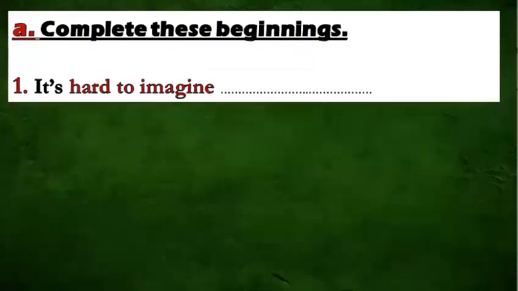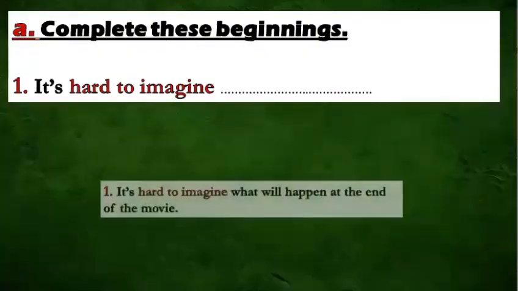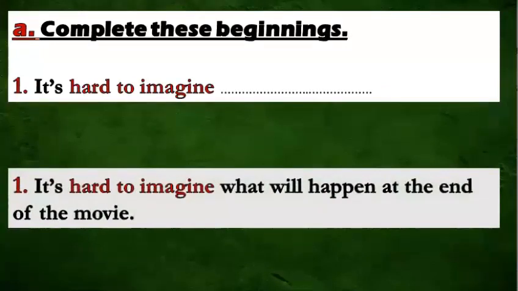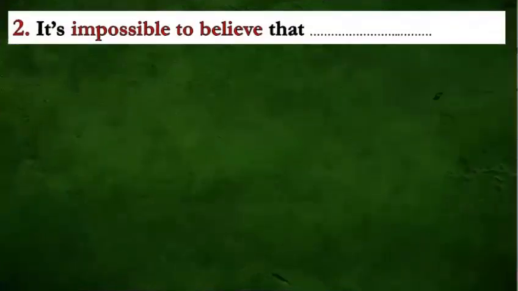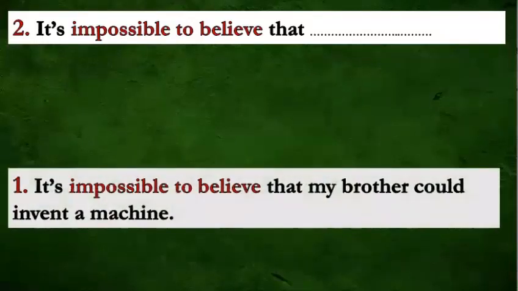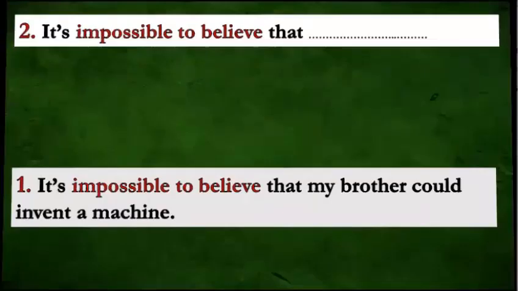Okay, the first one. It's hard to imagine, of course, what will happen at the end of the movie. For example, it's hard to imagine our world without technology and so on. Sentence two, it's impossible to believe that. Who can complete? Yes, it's impossible to believe that my brother could invent a machine. I can't imagine this.